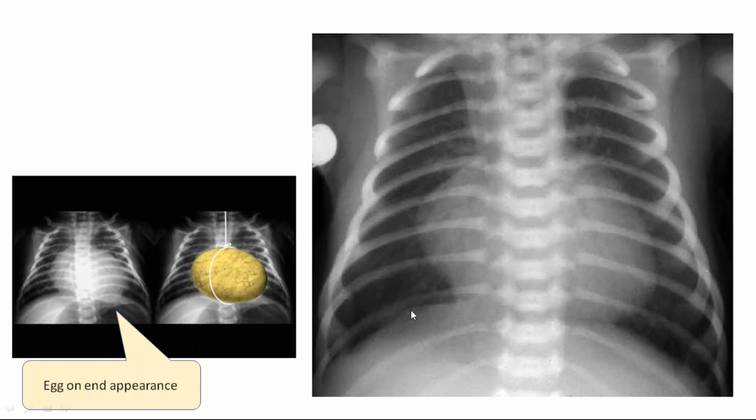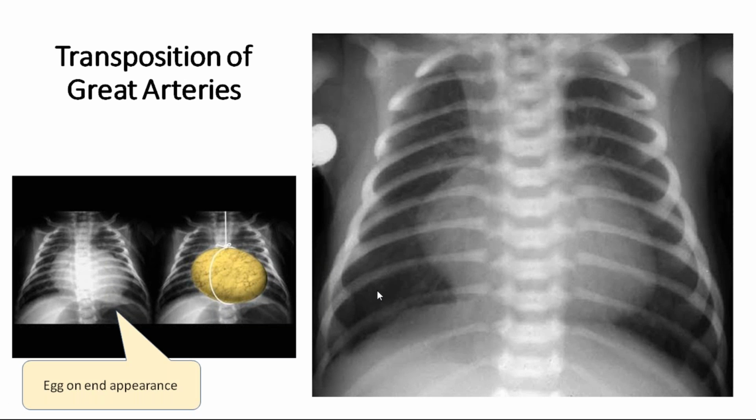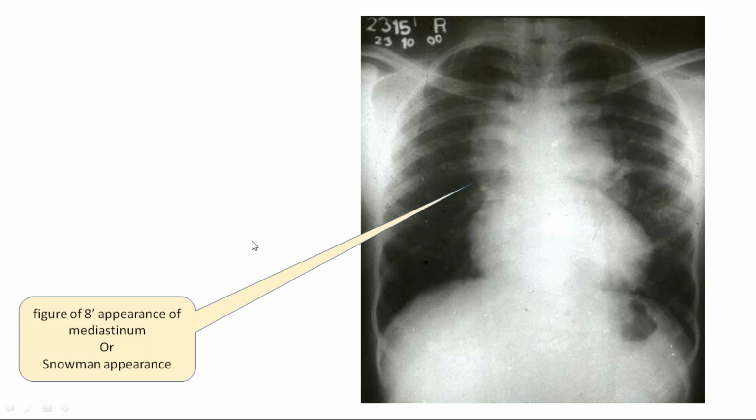So that is it. This is the egg on end appearance. You just imagine there is an egg kept on a string. So this egg on end appearance is an indication of what is it? Transposition of the great arteries. Because the vascular pedicle becomes narrow, since the aorta and pulmonary artery are one over the other in the anterior posterior way. So the pedicle becomes narrow, and cardiomegaly is there below. So there is an egg on end appearance, typical of transposition of the great arteries.